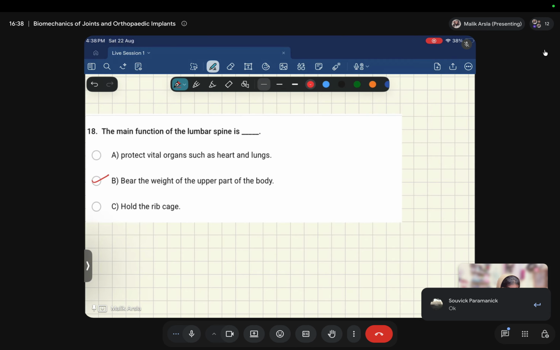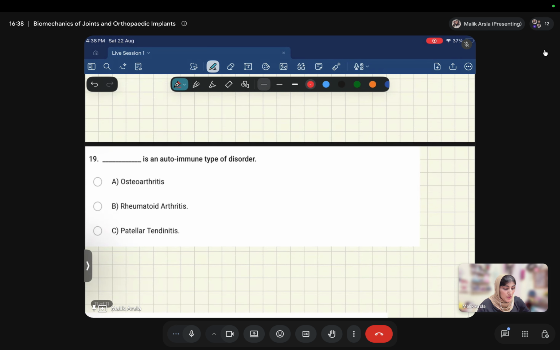I will check again whether holding the rib cage can also be included, because the options are a little bit tricky, but since the main function is mentioned, option B should be correct here. But I will look into it again and get back to you in the next session.